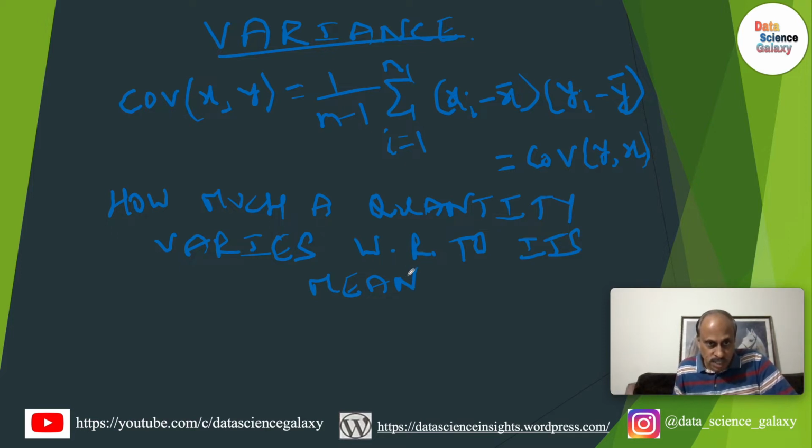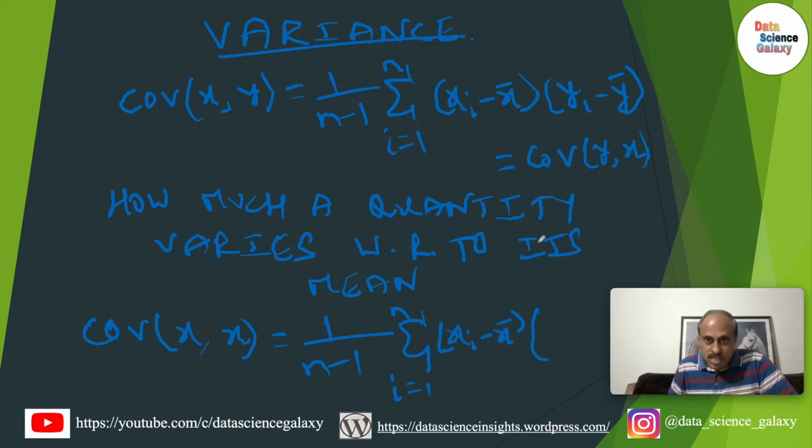Okay, if I can further simplify that, let's derive the formula for variance. I'm going to do a small change. I'm going to replace y with x in this formula. So I'm going to talk about covariance of x against itself. What will be the change in the formula? 1 upon n minus 1, i running from 1 to n, xi minus x bar would remain the same. Instead of yi and y bar, I'm going to replace y with x, and therefore it will become xi minus x bar.